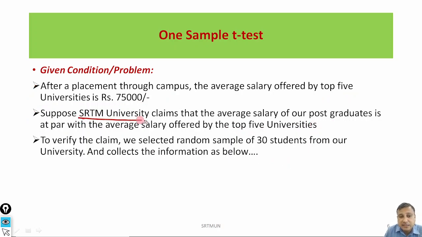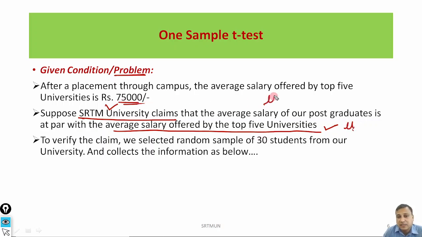The claim by S.R.T.M university and the average salary offered by the top 5 universities. As a researcher, my sample is this S.R.T.M university, and for this particular problem, the mu is this. This is the way we define mu. Mu has different meanings. For this problem, my population mean is this.